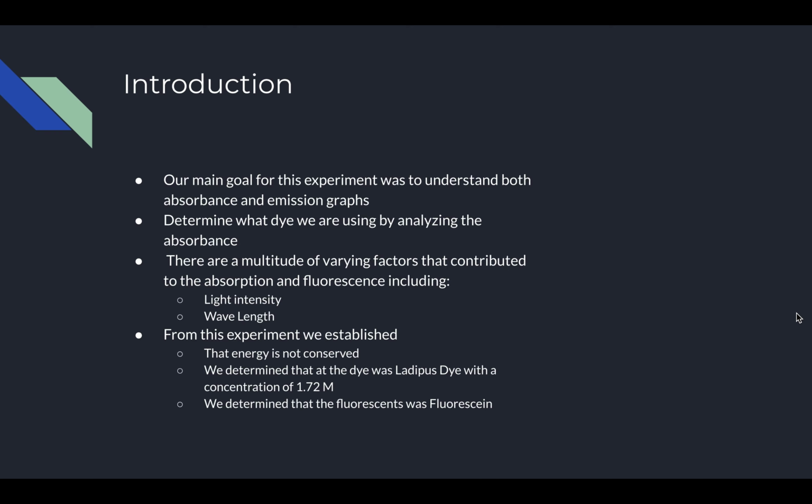Our main goal for this experiment was to understand both absorption and emission graphs, and to determine what dye we were using by analyzing the absorbance. There are a multitude of varying factors that contribute to the absorption and fluorescence, including light intensity and wavelength. From this experiment, we established that energy is not conserved, and we determined that the dye we were using was Lapidus dye with a concentration of 1.72 molar. And we determined that the fluorescence was fluorescein.